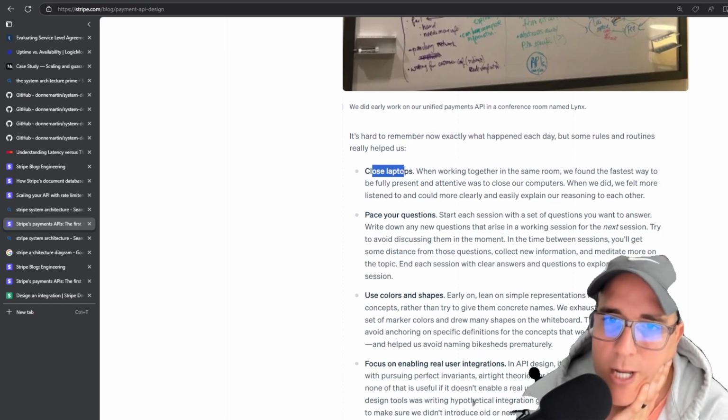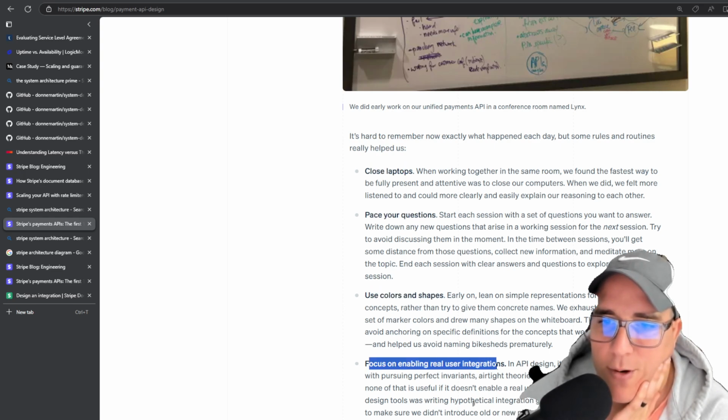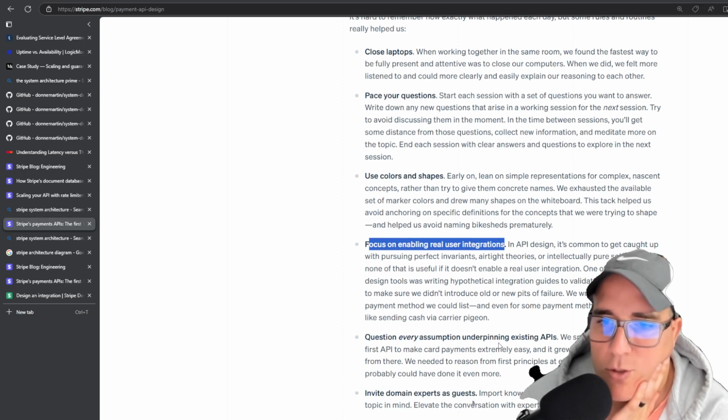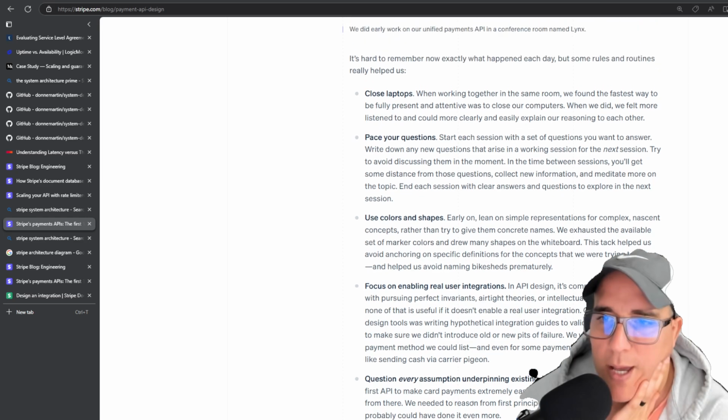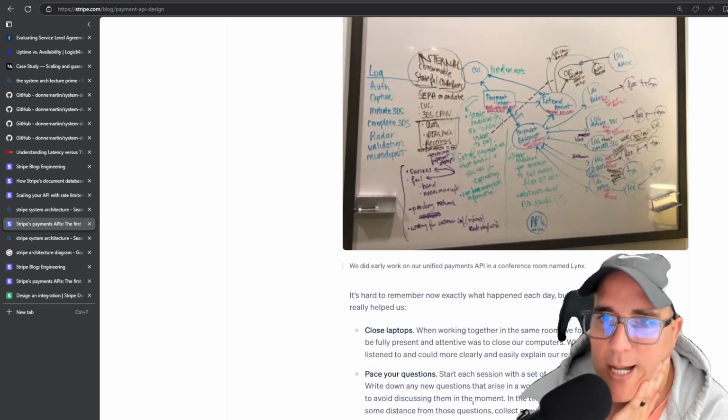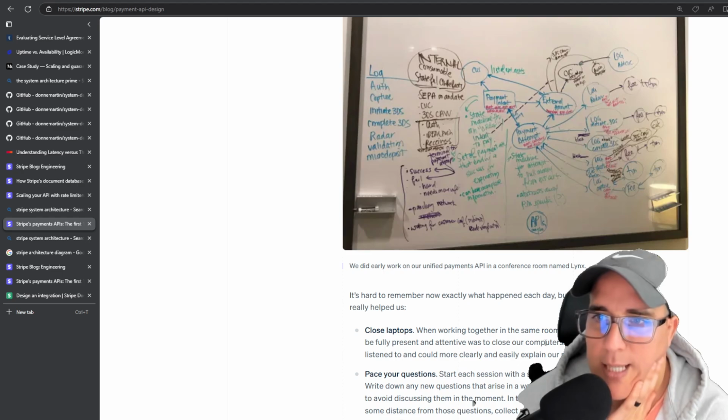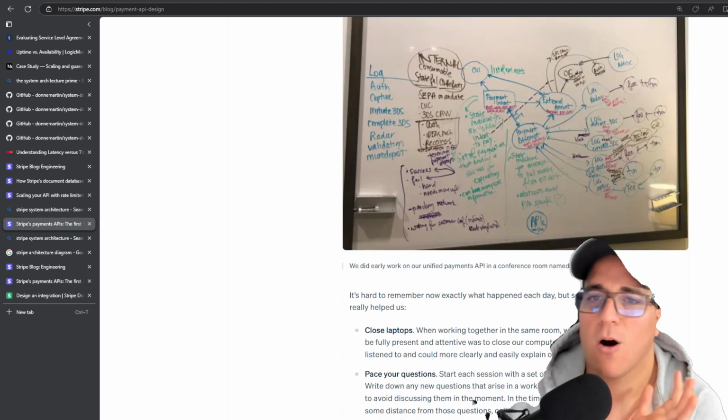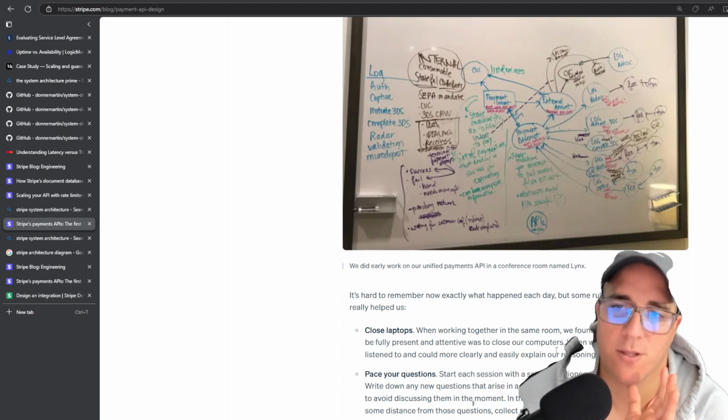They closed laptops. Paste your question, use colors and shapes, focus on enabling real user integration, question every assumption underpinning system APIs, invite domain experts as guests, make decisions quickly, and know you might change your mind. So they created an environment where they can design these APIs at the highest level possible, with people focused on this specific design, which I believe is great.